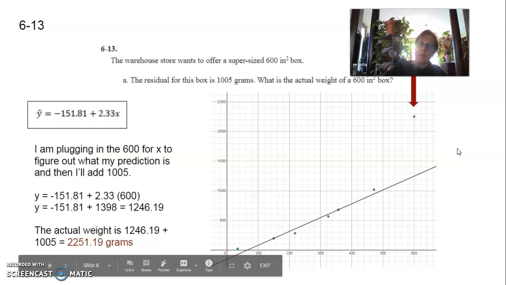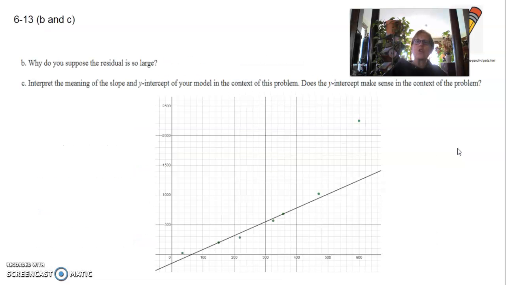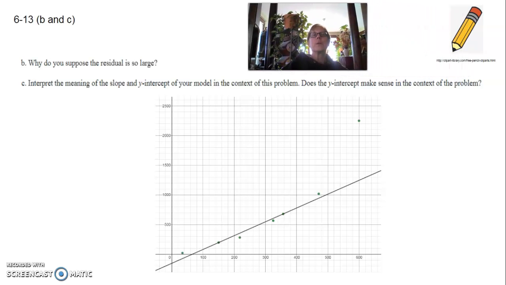All right, so I'd like you to take some time to answer questions B and C, which are right here at the top. B, why do you think the residual is so large? I kind of already gave you my opinion. You can write my opinion down if you want, or if you have an opinion of your own. And then C, interpret the meaning of the slope and the y-intercept in the model, and does the y-intercept make sense? All right, so take some time to answer those two on your paper, and then come back and we'll compare.